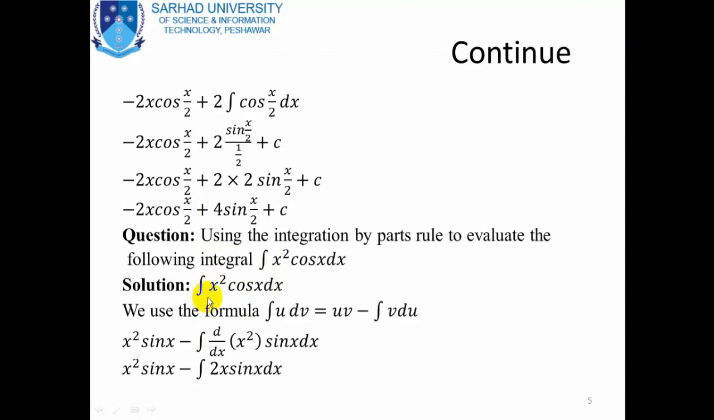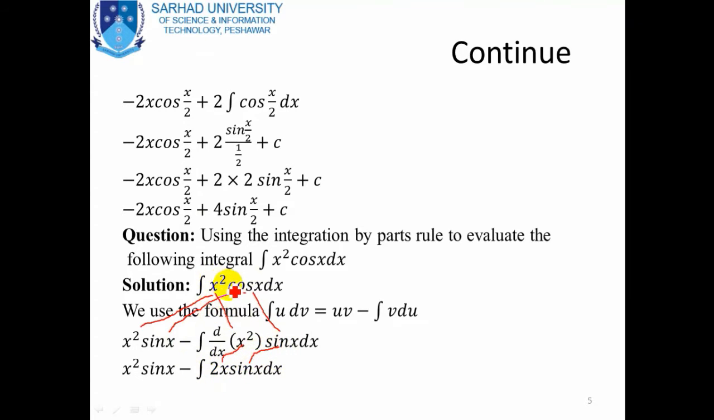So now, dear student, note that we write the first function as it is, and take the integration of the second function. Integration of cos is sine x. Now minus whole integration of the derivative of the first function and the integration of the second function. The integration of the second function is sine x with respect to x. The derivative of x square is equal to 2x, and sine x is as it is.